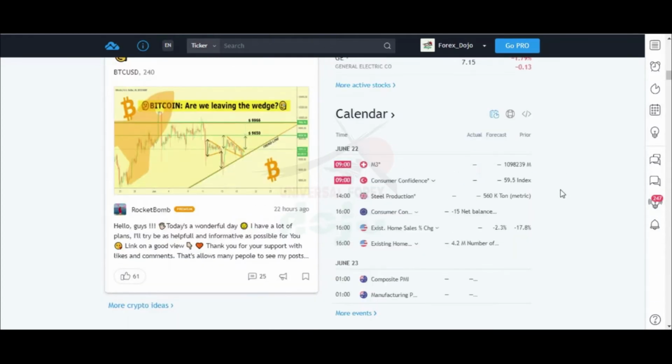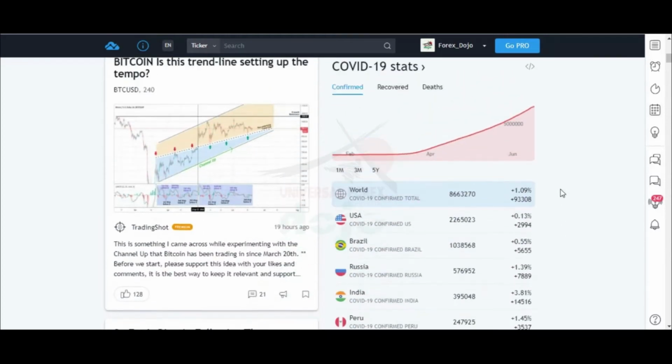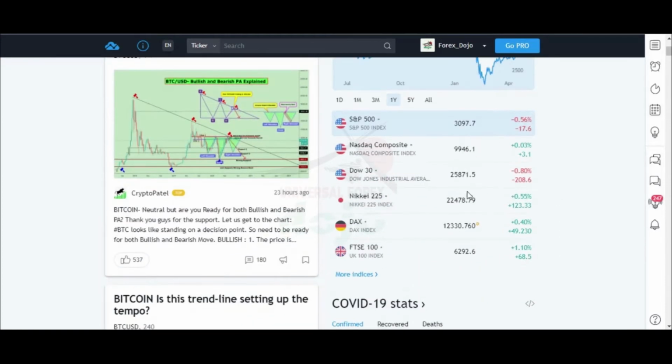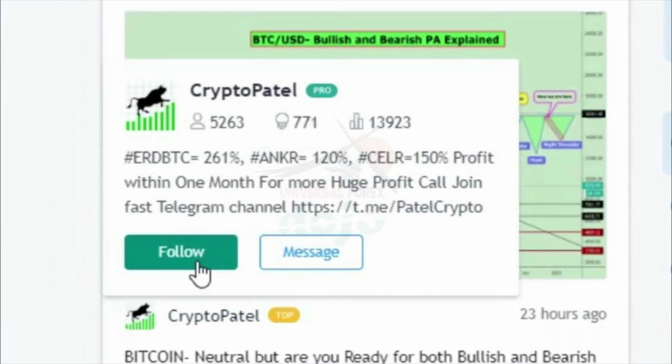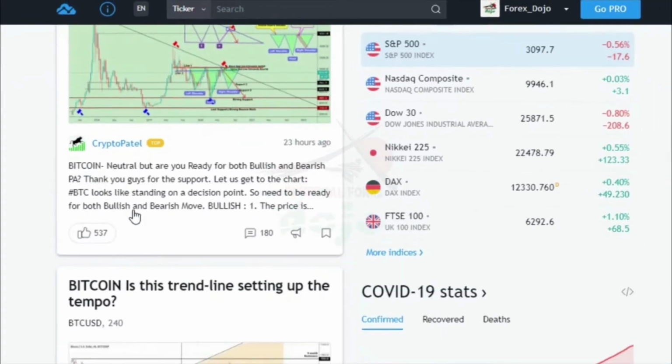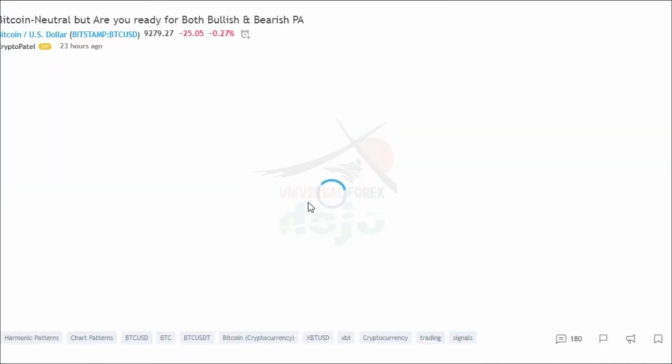Let's start off with some of the features we like. Number 1, you can follow traders based on your own preferences. For example, you can follow crypto traders, stock traders, commodity traders. Number 2, you can post, read, and comment on traders' ideas just like ours right here.